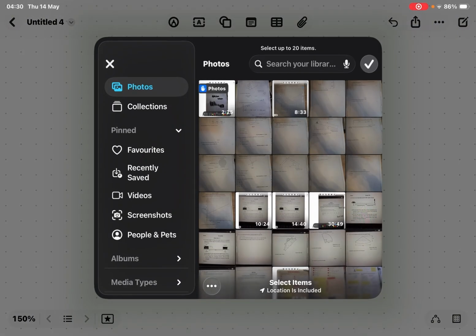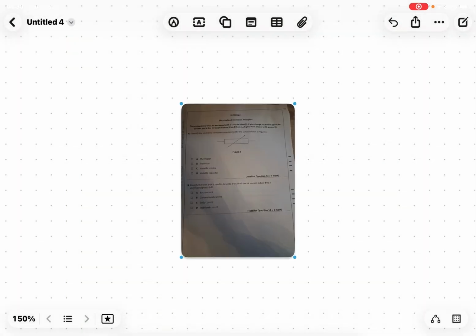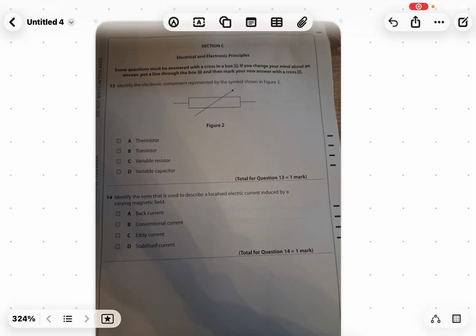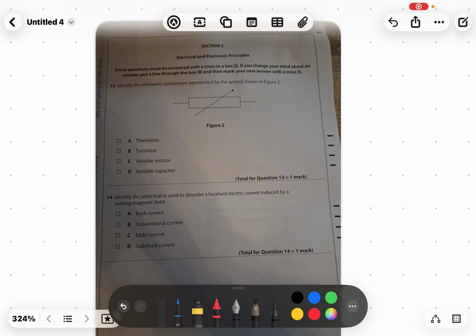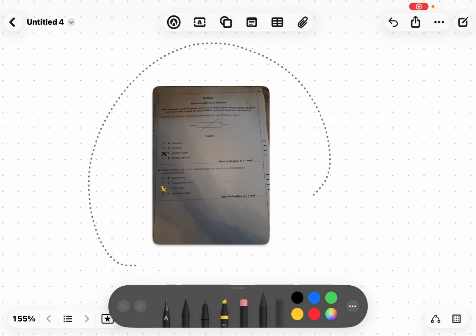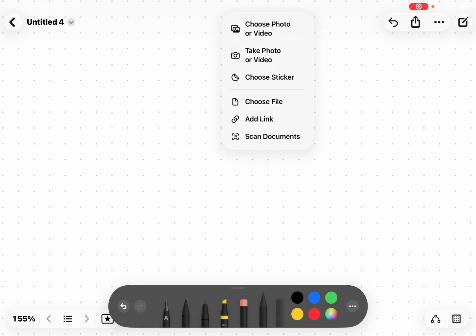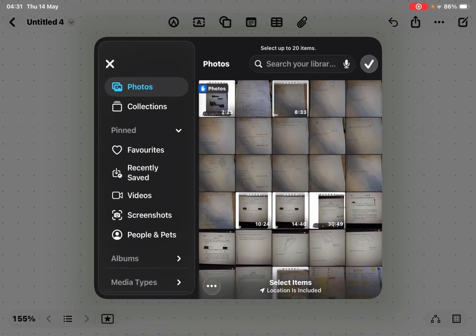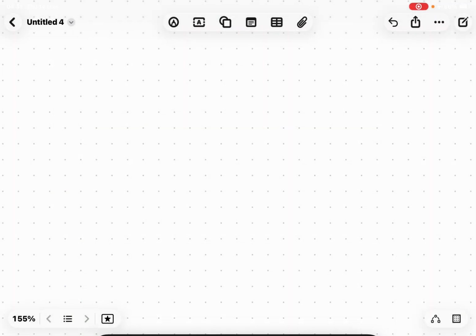After that, what do we have? We have this question. So, C, this is our vertical resistor. This is what resistors look like. E, eddy current. Yep. After that, we have this.